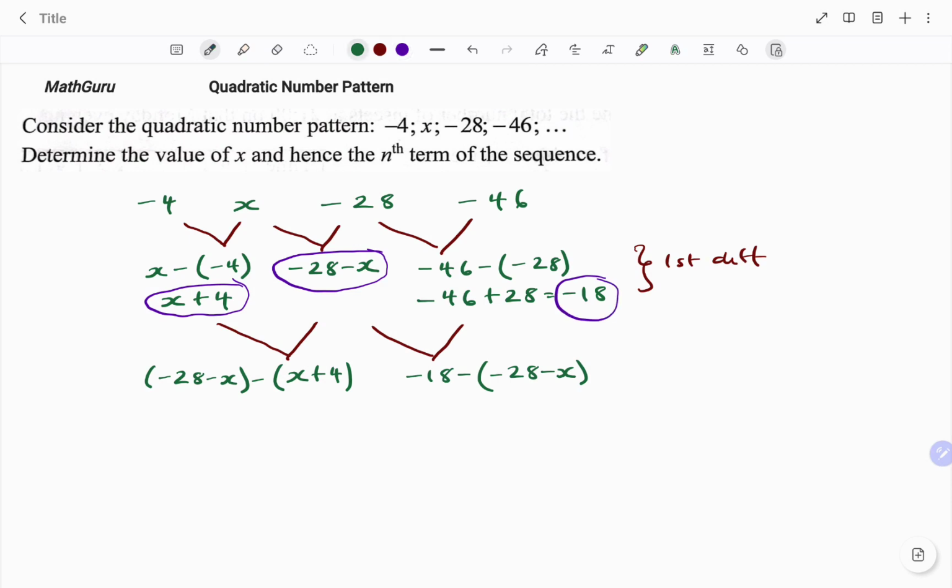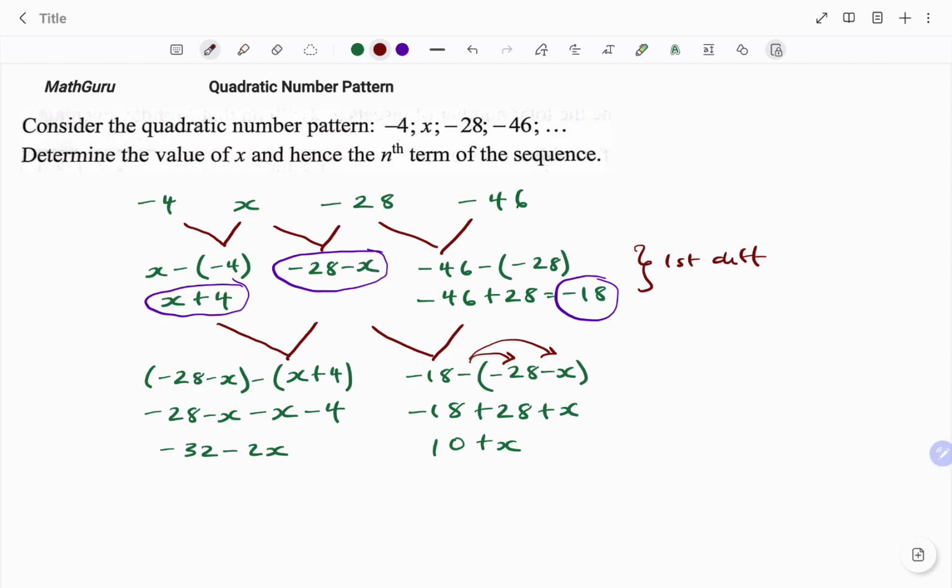If I simplify further for each one, I have negative 28 minus x, then the negative in front of the bracket multiplies all the terms in the bracket. So I have negative 6, negative 4. And if I simplify further, that's negative 32 minus 2x. For the other side, I have negative 18. The negative, as I did earlier, multiplies all the terms within the bracket. So I have negative 18 plus 28 plus x, and that will give me 10 plus x.